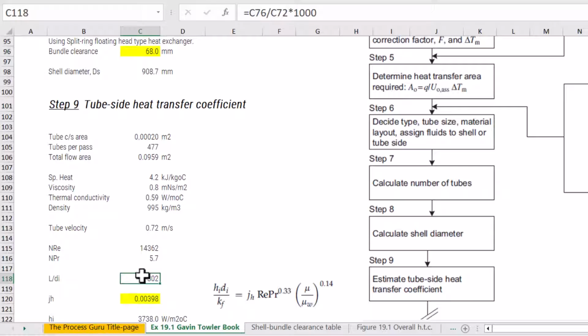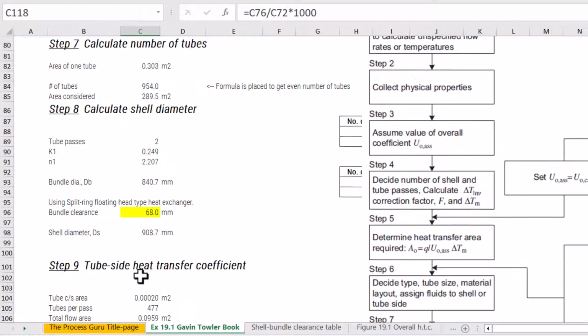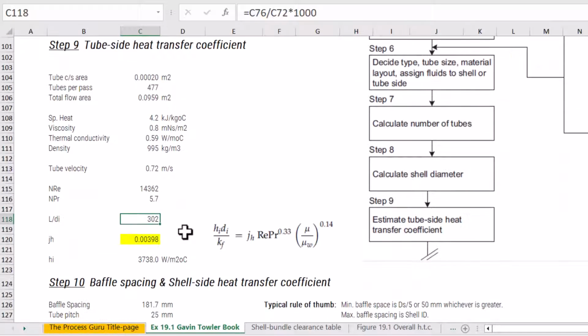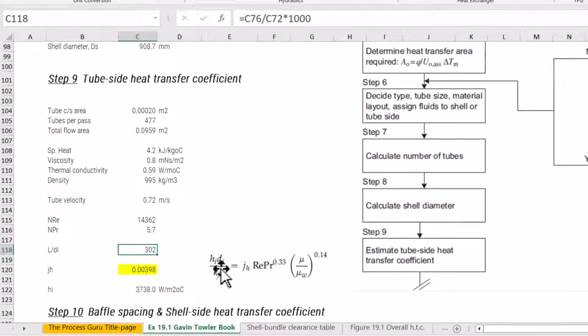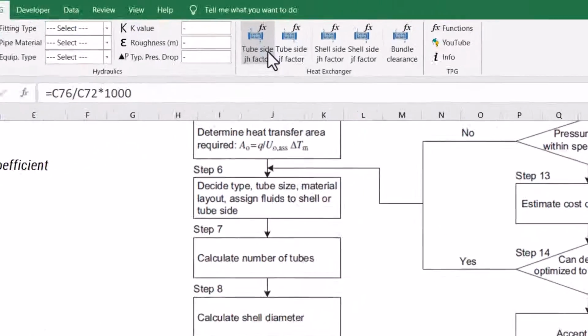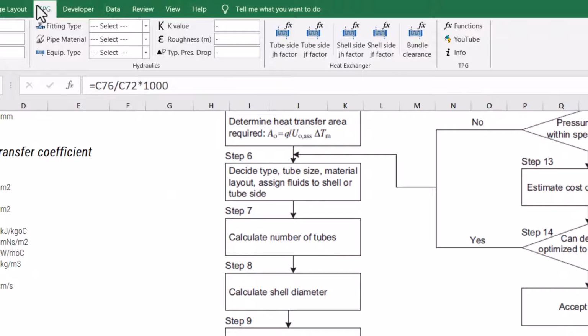So for that purpose, we have also calculated this L by D. Now, very similarly to the bundle clearance, where we had to read the graph but digitized it to use it in Excel, I tried to digitize the graph of the JH factor for the tube side. So you need to go to this Excel add-in, the TPG Excel add-in, where we have this tube side JH factor.